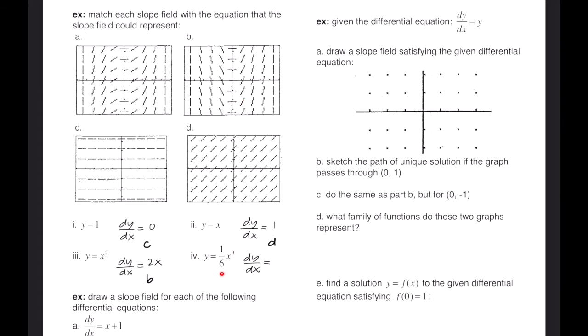And then finally, for this one, when we take the derivative, we get 1/2 x squared. And that works out great because when you plug in positive x values, you're going to get out a positive, and all of these slopes are positive. But when we plug in negative x values and you square them, you're also going to get out a positive slope. And all of these are positive slopes. So that works out great for this. So this differential equation corresponds to graph A.